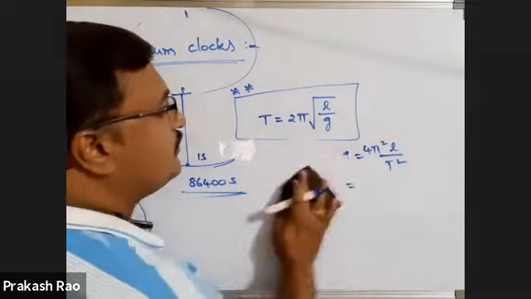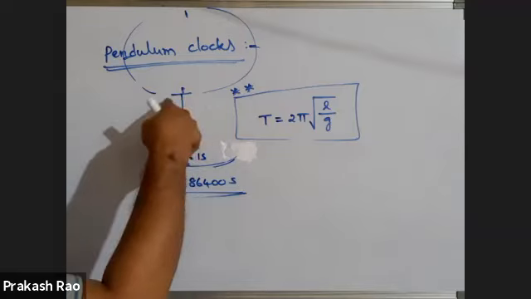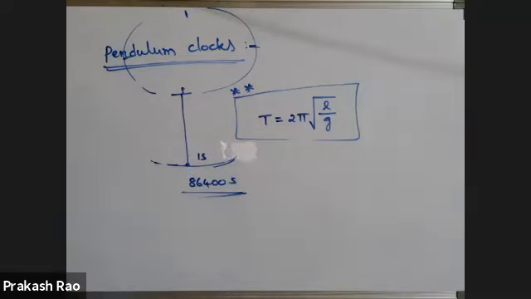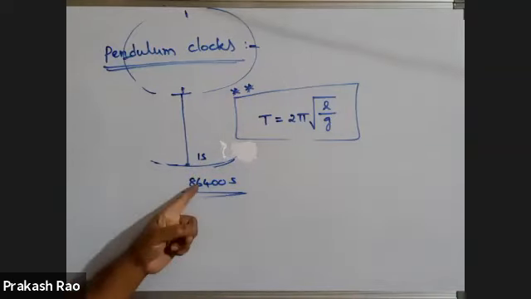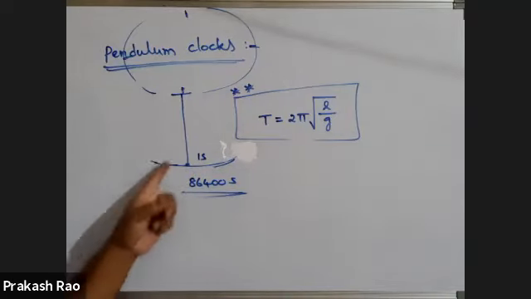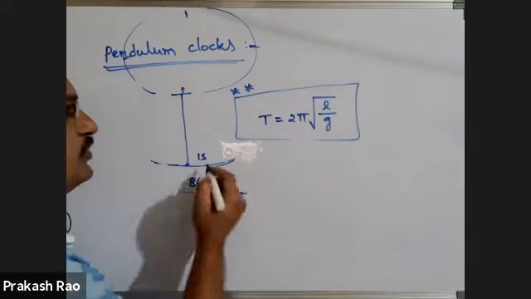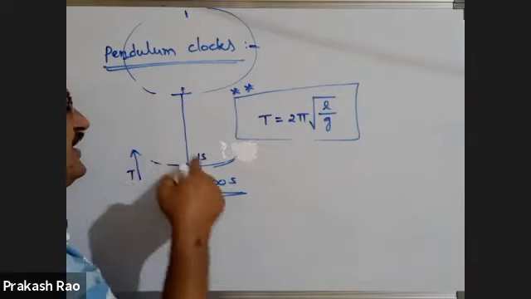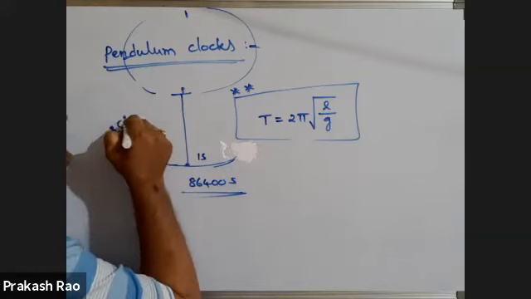Okay. So, suppose you are assuming a pendulum clock of time period 1 second, meaning it is making one oscillation in 1 second. Therefore, in 1 day, how many oscillations will it make? 86,400 oscillations it will make. Now, I want to know, suppose temperature is increased. Say it is at room temperature, say 25 centigrade. Now you are taking it at 35 degrees centigrade.